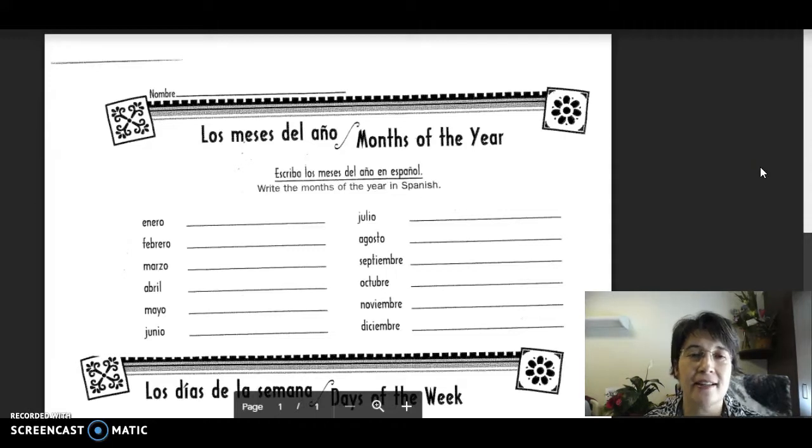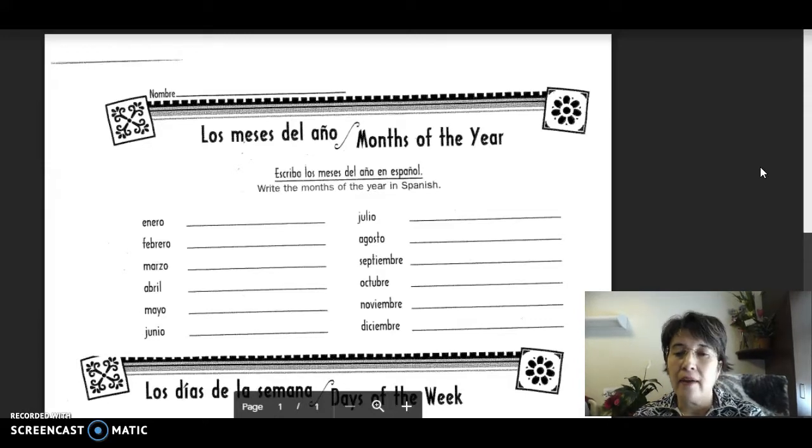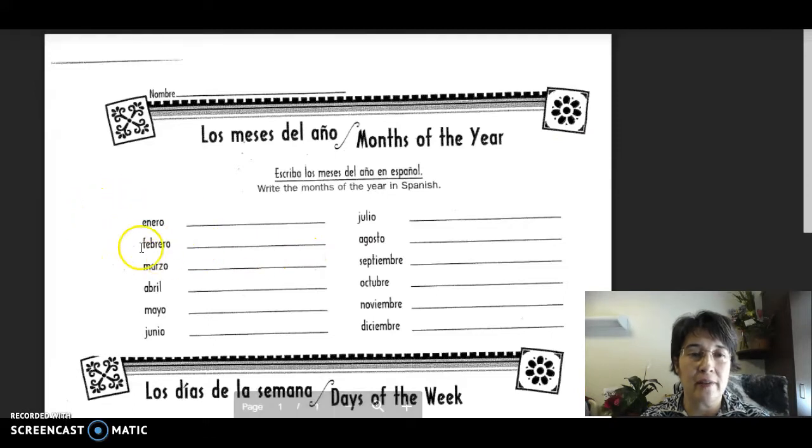What you're looking at is the document for the days of the week and the months of the year. Starting up at the top, we've got the months of the year. 11 of the 12 months of the year are cognates, which means they're words that look similar and sound similar and in fact have the same meaning. So they're pretty easy to keep track of. The only one of our months of the year that is not a cognate is January, and that's enero.